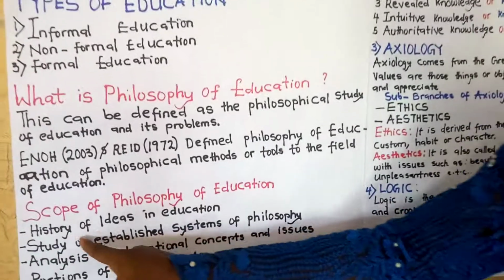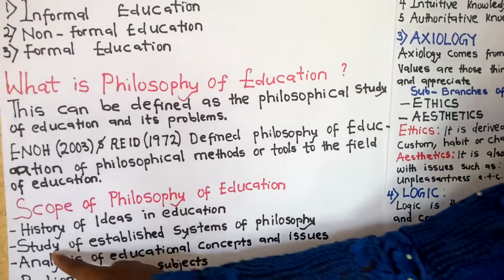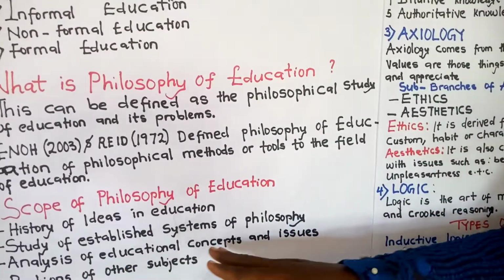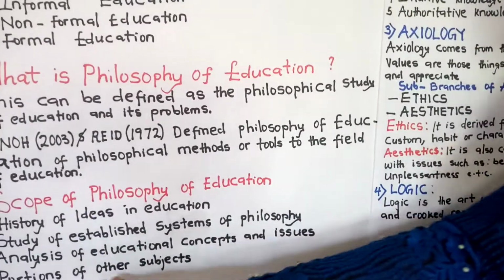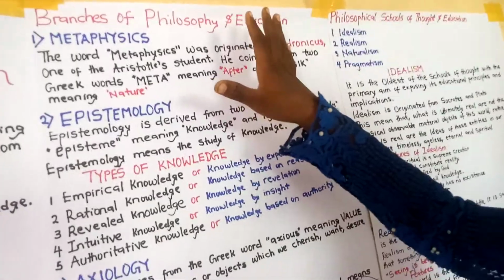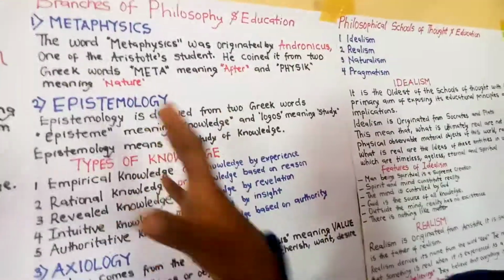Number one, history of ideas in education, study of established systems of philosophy, analysis of educational concepts and issues, and portions of other subjects. These are the scope of what it is trying to capture. Now, the branches of philosophy. There are 4 branches of philosophy.